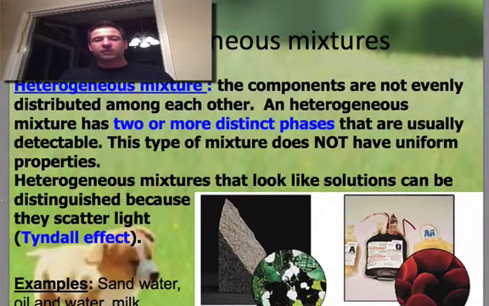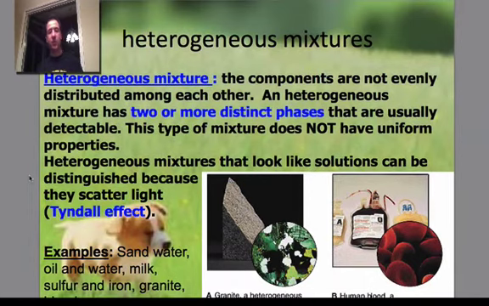Okay, so heterogeneous mixtures: the components are not evenly distributed, and the mixture has two or more distinct phases that are usually detectable. So this type of mixture does not have uniform properties. It's not uniform like homogeneous mixtures, okay?